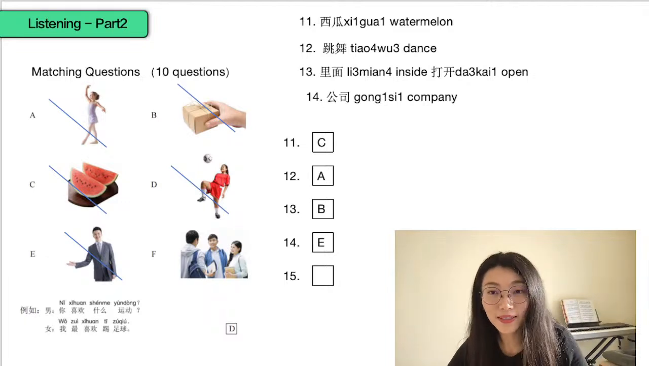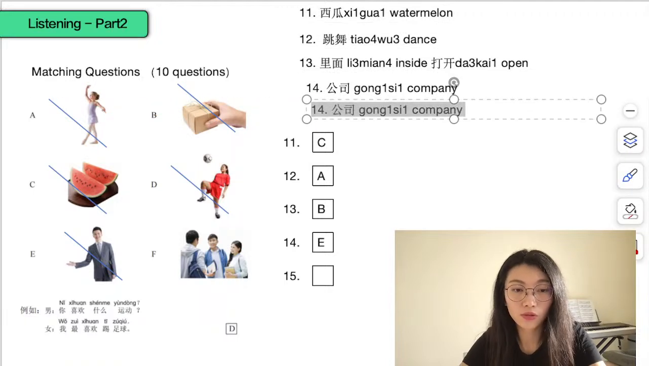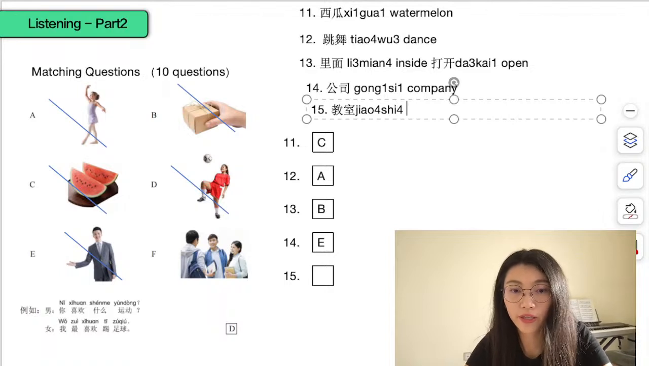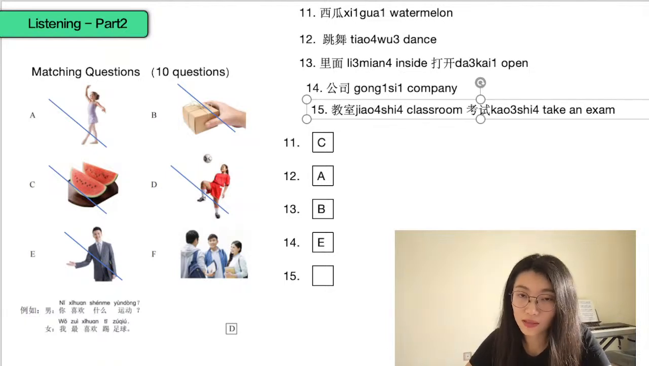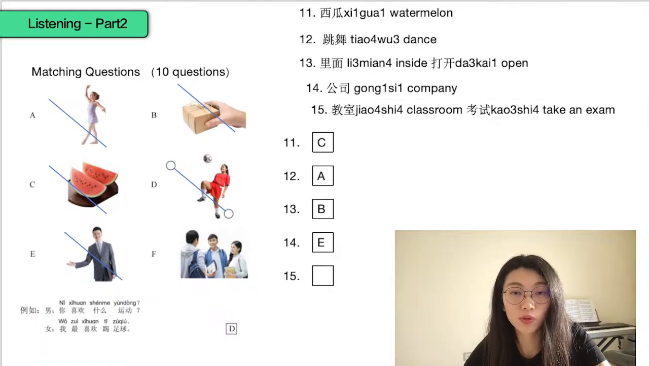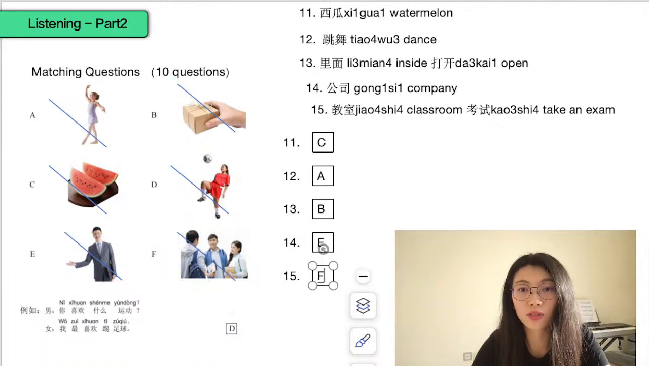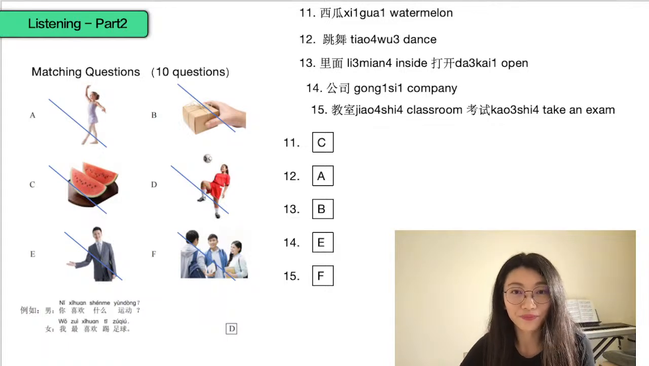All right. 我们明天在哪个教室, we heard the keyword 教室. 15 教室. Okay. Classroom. 考试, what's the meaning? Take an exam. So 教室, 考试, they must be in school. So which one is correct? Okay, F. If they are students, they look like students. Okay, so CABFE. CABFE, very good. 很好。Now that's part two.